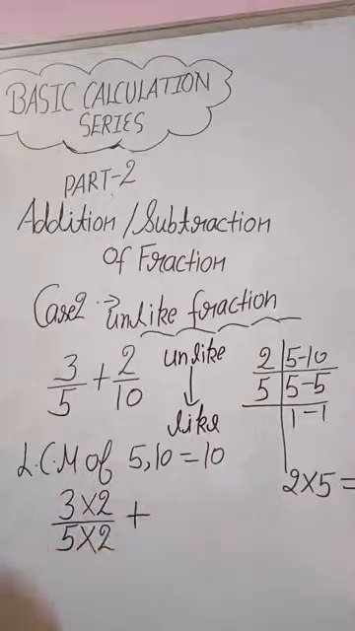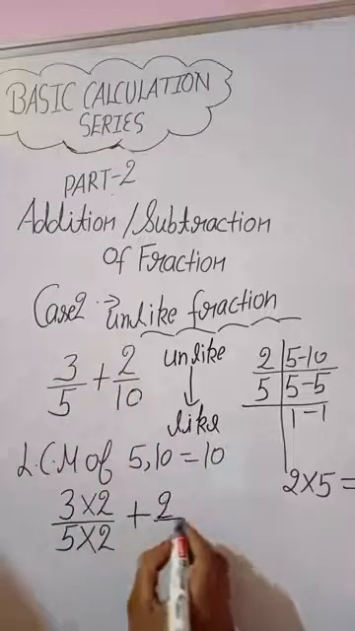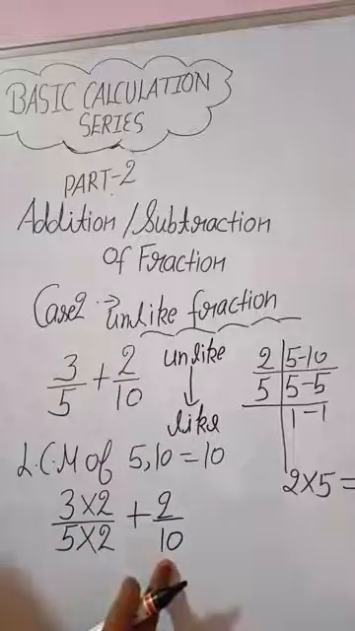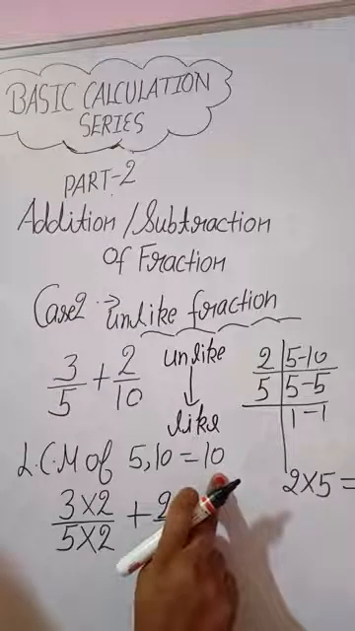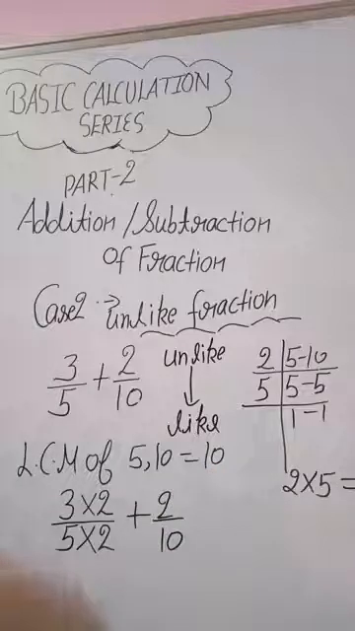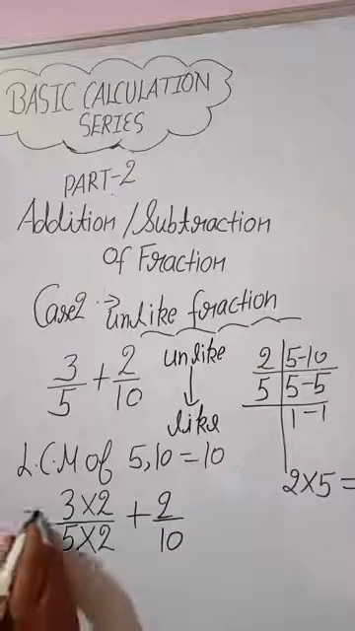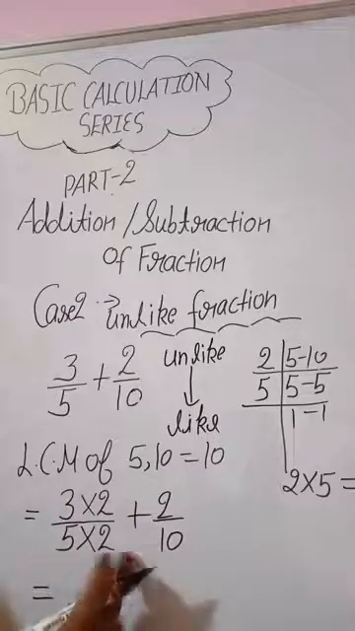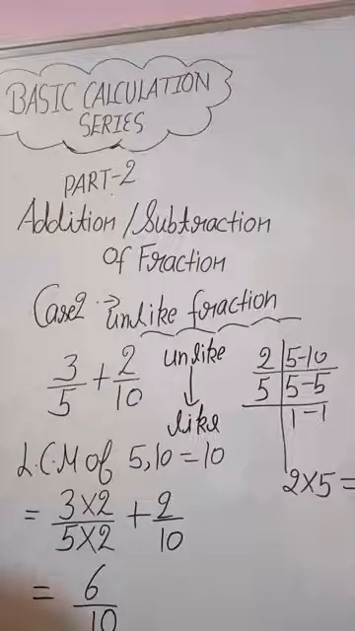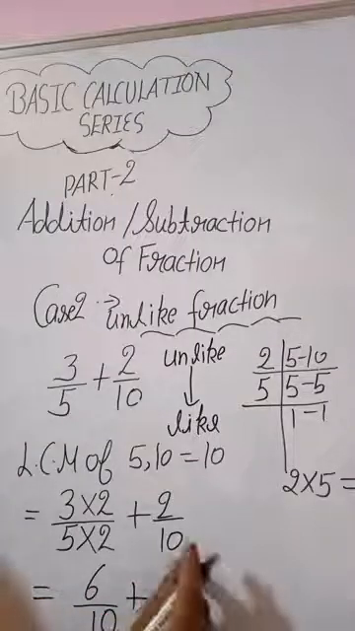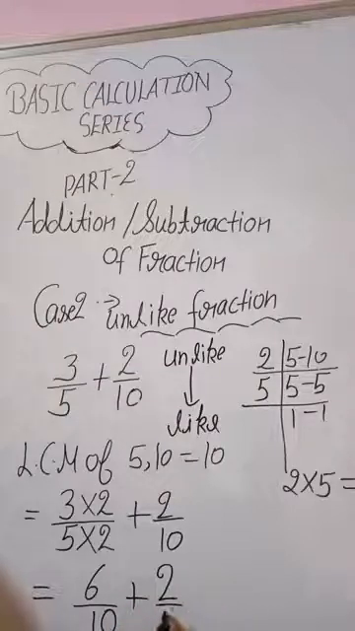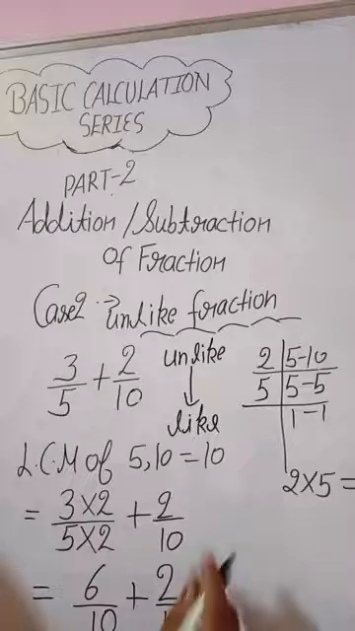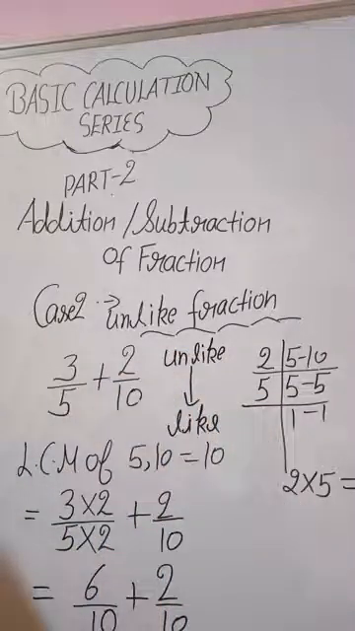Now take the second fraction, 2/10. Here the denominator is 10 and the LCM is also 10. Both are the same, so there is no need for multiplication. So the next step is to multiply 3 by 2. 3 times 2 is 6 upon 5 times 2 is 10. So the first fraction becomes 6/10 plus the second fraction 2/10. Now check the denominators. The denominators of both fractions are 10. So the unlike fractions have now been converted into like fractions.